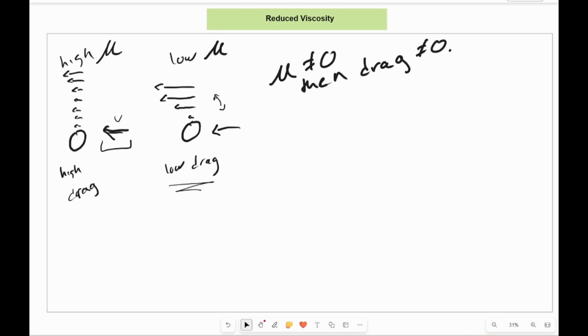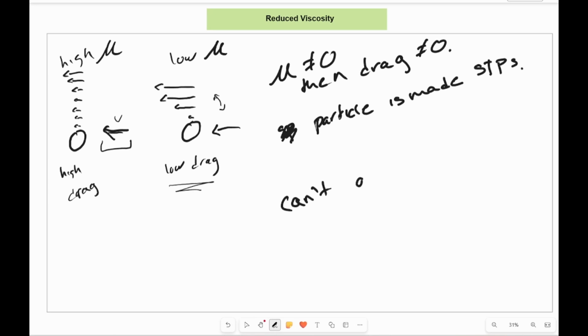Now, I'm going to say that space-time, a particle, is made of space-time particles. And if a particle is made from space-time particles, at the boundary of the particle and just the regular space-time particles, there's always going to be some sort of interaction. And so at a minimum, there will be some viscosity, or some non-zero viscosity. So we can't assume viscosity is always 0, right? Viscosity is not equal to 0.